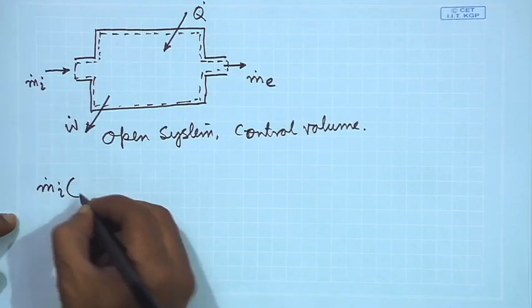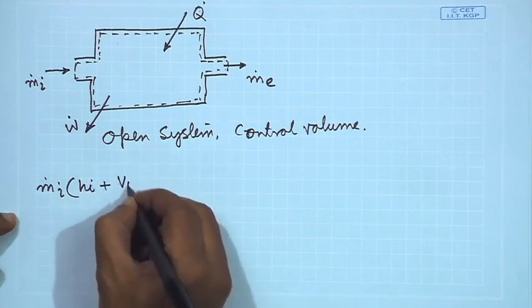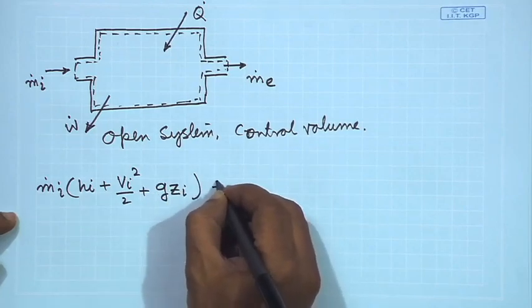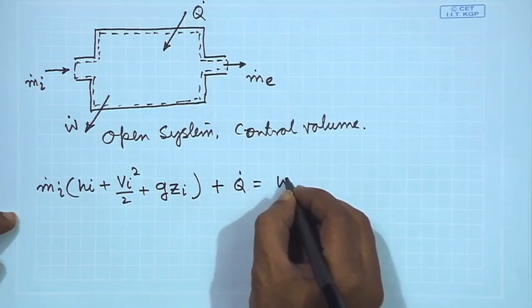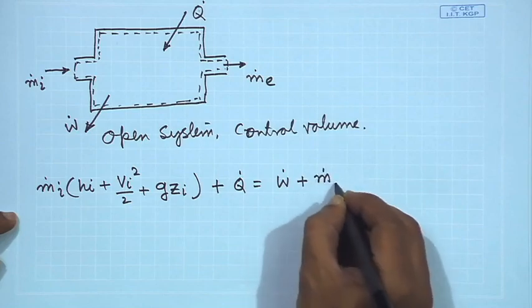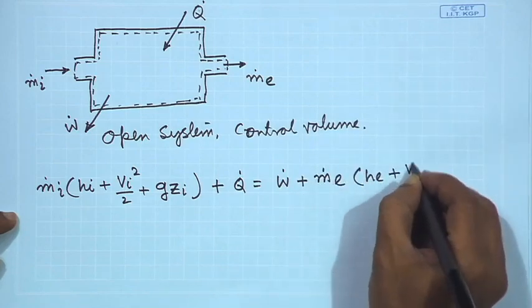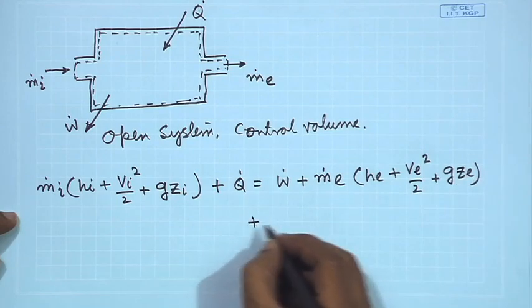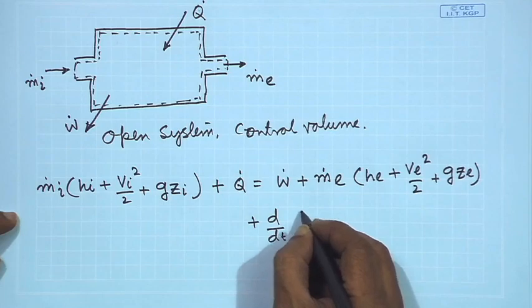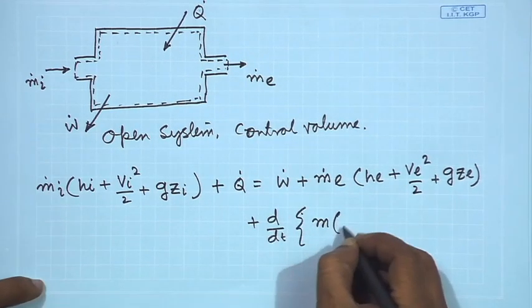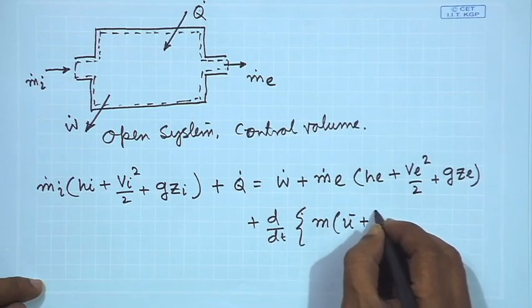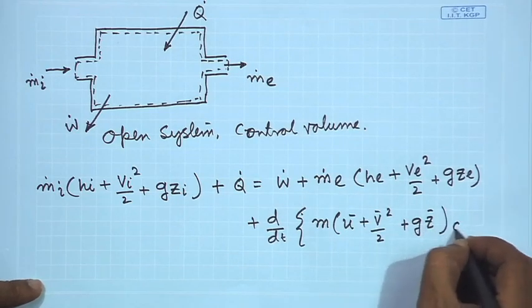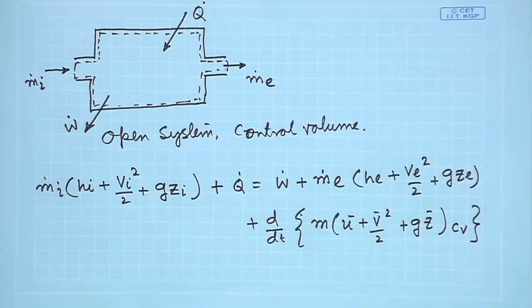M dot I times H I plus V I square by 2 plus g Z I, plus Q dot, that is equal to W dot plus M dot E times H E plus V E square by 2 plus g Z E, plus d dt of... Let me explain each of the terms.